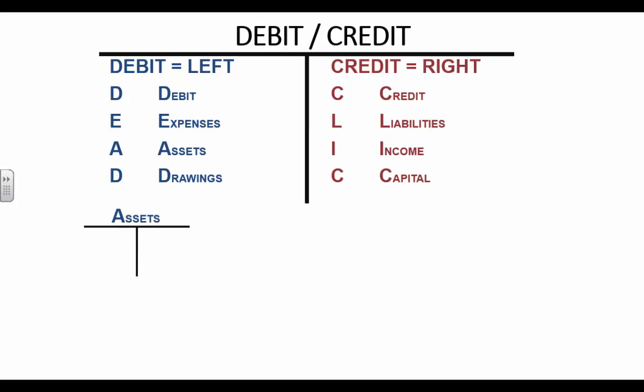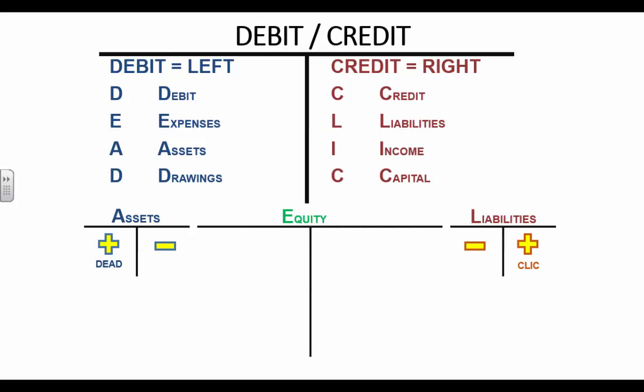Let's start with assets. It doesn't matter which asset account. If it's on that list and it's under the assets column, it falls under DEAD, which means they will go up on the left and down on the right. Or, if you want to speak debit and credit, it'll increase with the debit entry and decrease with the credit entry. Let's look at the other end, liabilities. They fall under CLIC. So therefore, credit entries will increase your liabilities and debit entries will do the opposite.